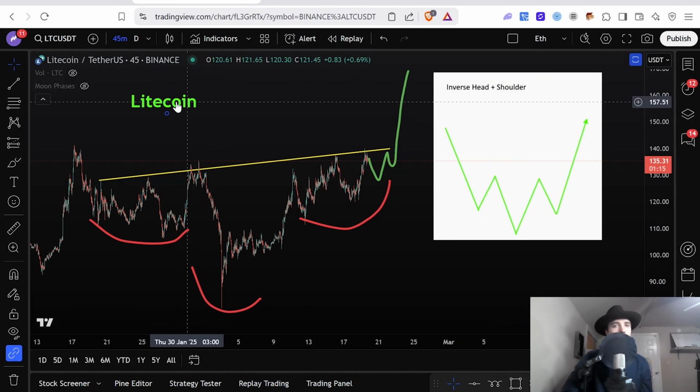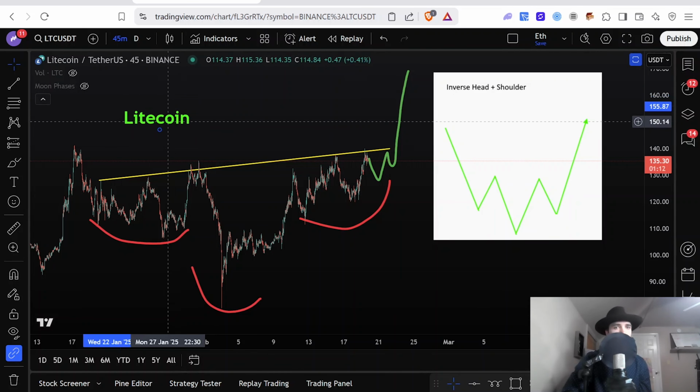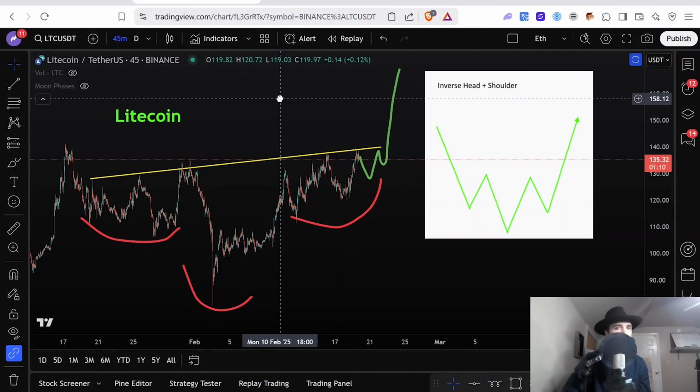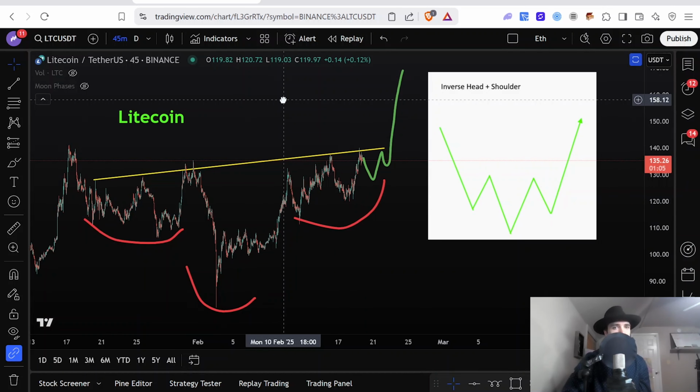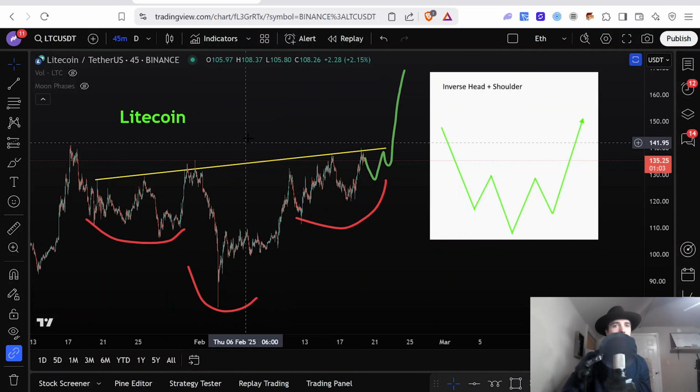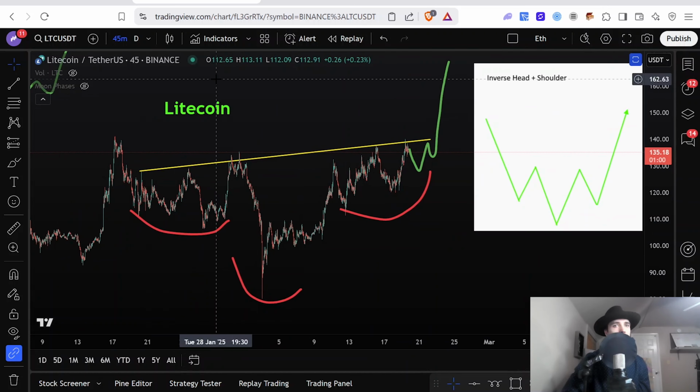So the inverse head and shoulders has an 83% success rate. This is a very, very powerful pattern and one that has definitely worked over and over again in the crypto markets. So I like this setup here on the 45-minute time frame for Litecoin.